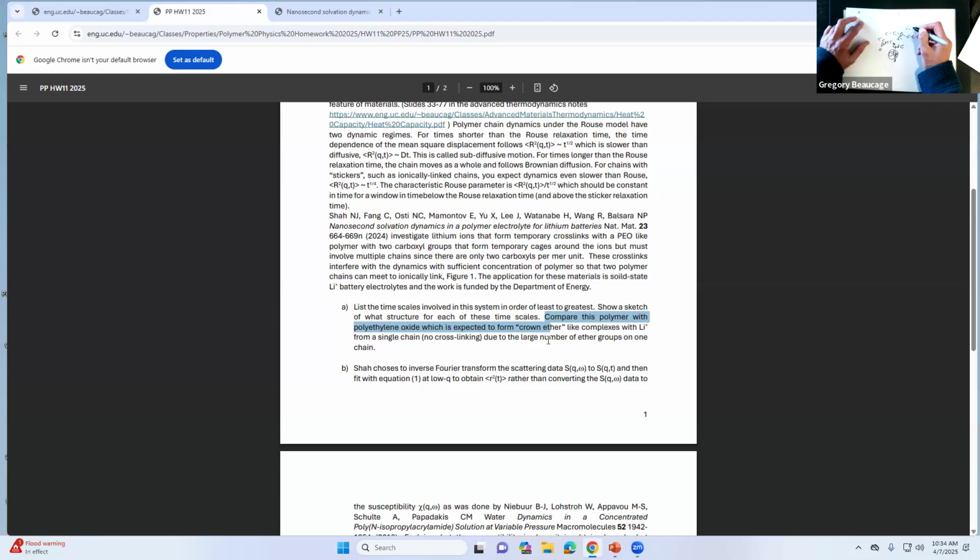With this thing, you have the lithium, and the idea, at least his idea in the paper, is that one chain forms a crown ether around it. So it's going to be like that, like it ends up looking like a crown.